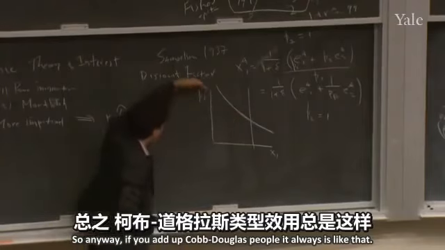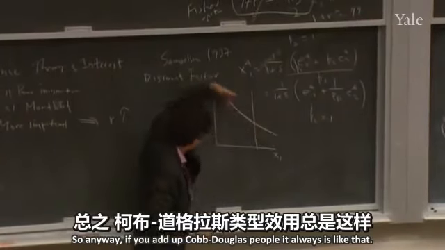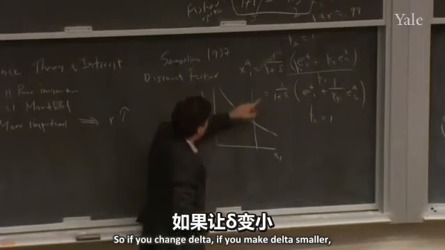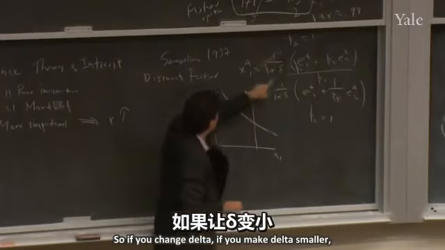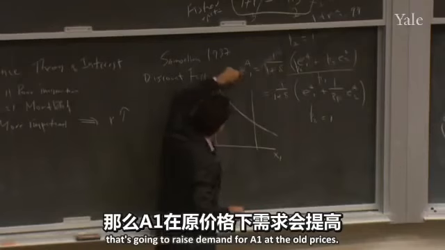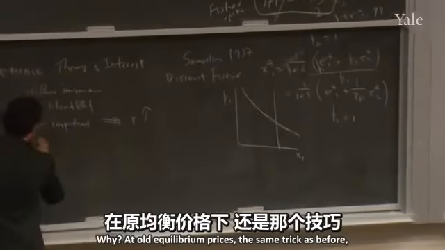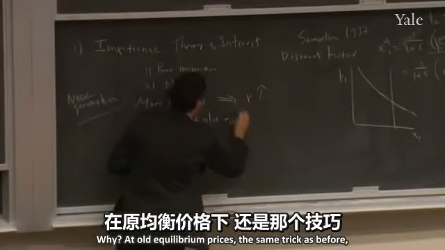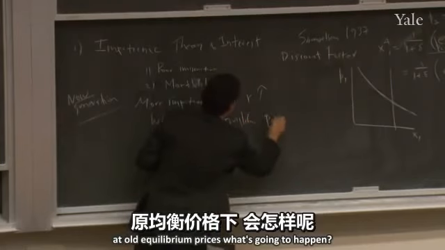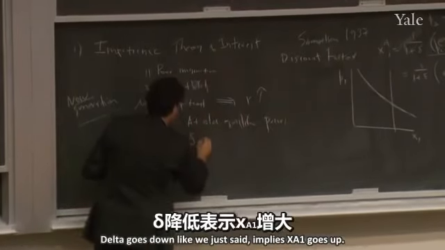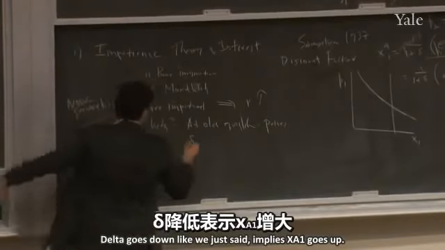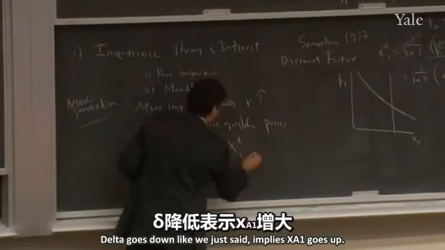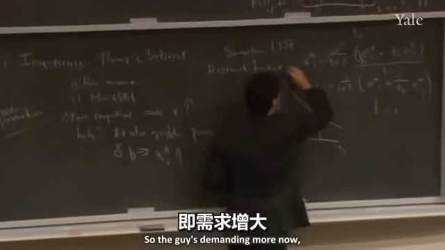If you add up Cobb-Douglas people, it always is like that. The demand for any good goes up as the price goes down, if its own price goes down. So if you make delta smaller, that's going to raise demand for A1 at the old prices. Why? At old equilibrium prices, the same trick as before, delta goes down, like we just said, implies X_A1 goes up. So this guy is demanding more now.